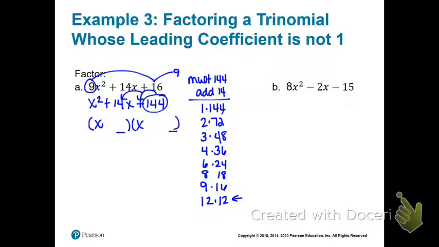So which of those add to 14? None of them. Right? So when you run into this problem, you make sure you have all your factors there, you check each of them, and none of them work, this is prime. We cannot factor this one.